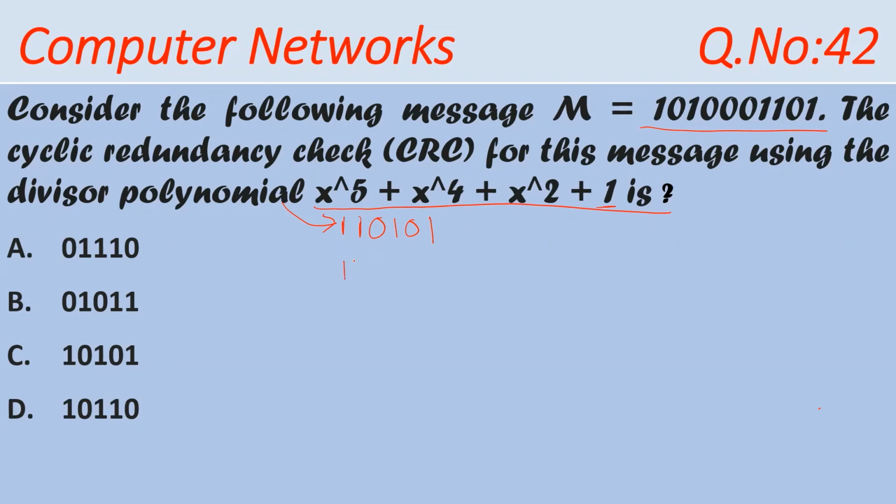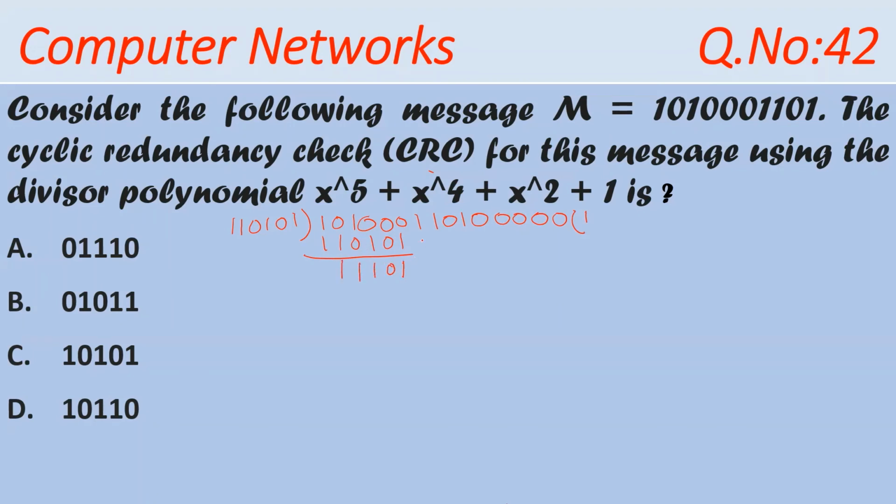So now let us do the polynomial division, which is 1, 0, 1, 0, 0, 1, 1, 0, 1. I'm dividing it by 1, 1, 0, 1, 0, 1. So we need to do the division. The ones are like 1, 1, 0, 1, 0, 1. Okay. So I'll be getting 1, 0, 1, 1, 1.